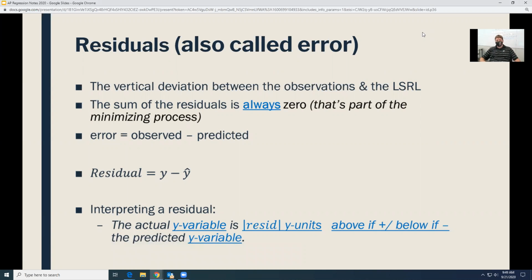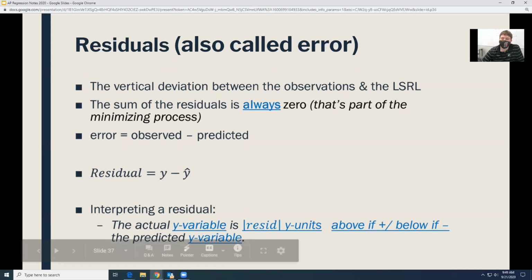We call this error. As good as you are as a statistician, and you guys are awesome statisticians in the making, I promise, you're still going to make errors. It happens because, as we have learned, life does not follow a formula. If it did, we could predict the future. So when we make our predictions with our equation, we're going to have differences between what we expected to happen and what actually happened.